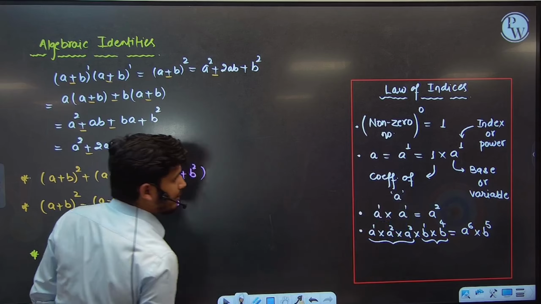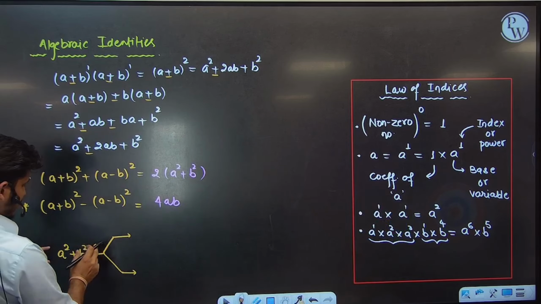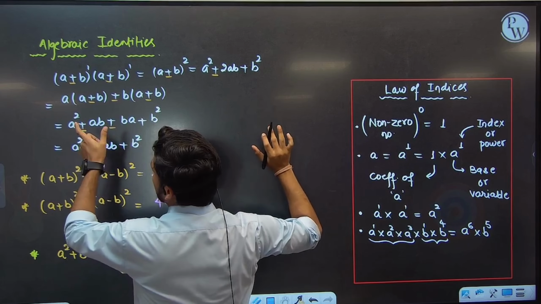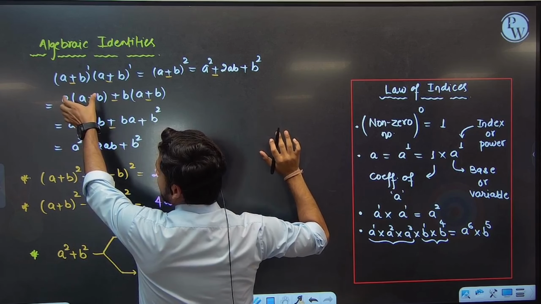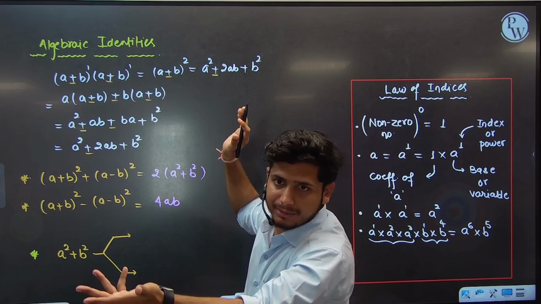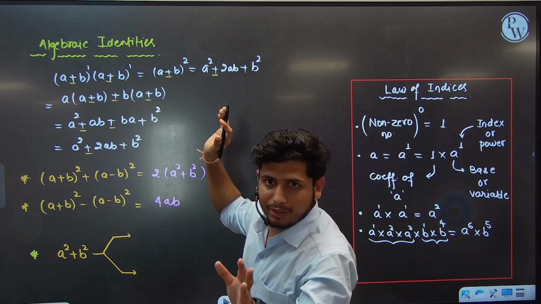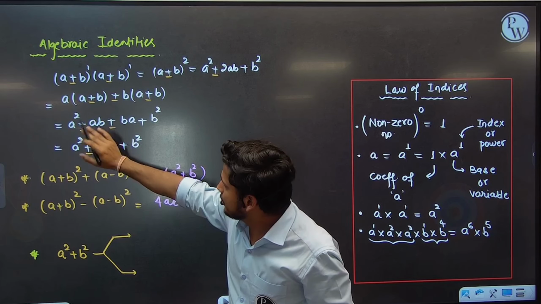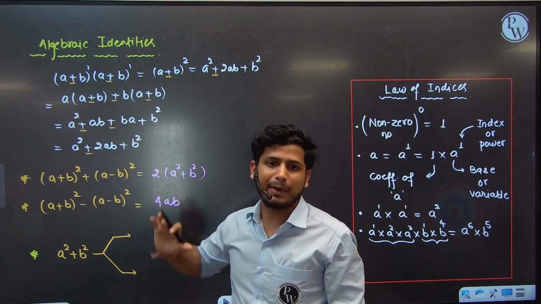Now tell me, here a square plus b square is in common, where a plus b whole square and a minus b whole square as well. Are you getting my points now? A square plus b square is in common, in both a plus b whole square and a minus b whole square.